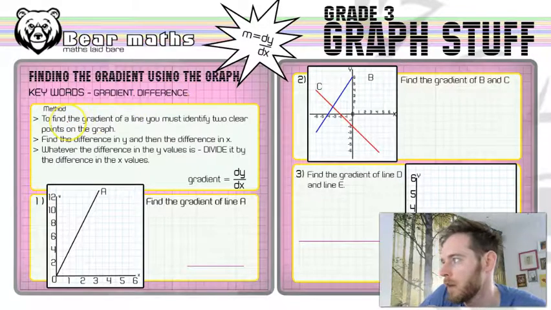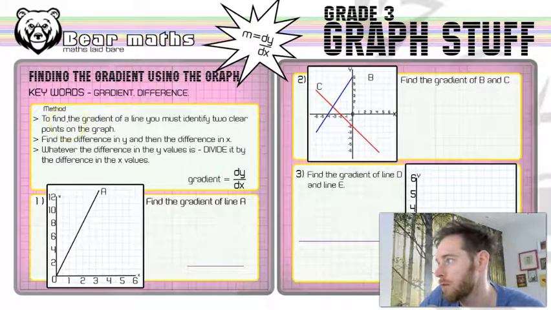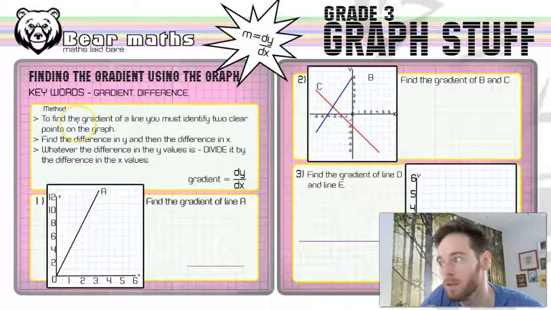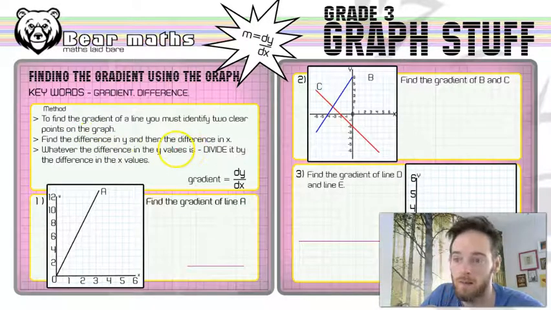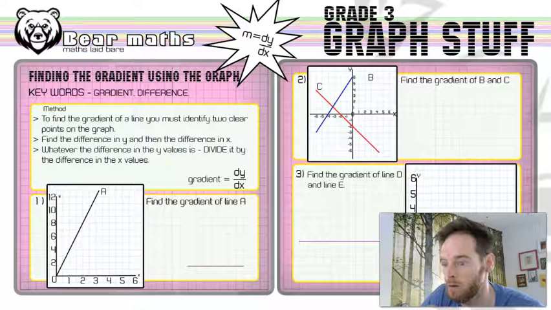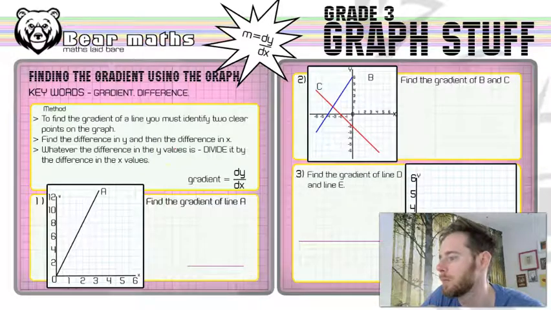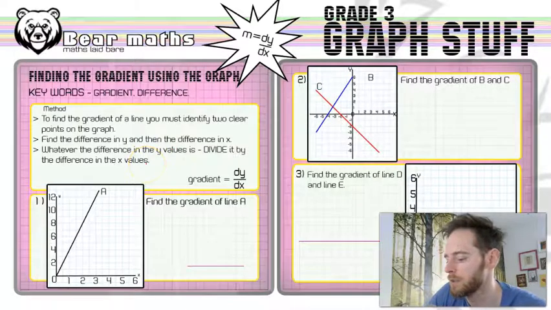The method is relatively simple to follow. So to find the gradient of a line, you must identify two clear points on the graph. You find the difference in the y values, and then you find the difference in the x values. Whatever the difference in the y values is, divide it by the difference in the x values, and you have then found the gradient of that line. Okay, it is a simple process.